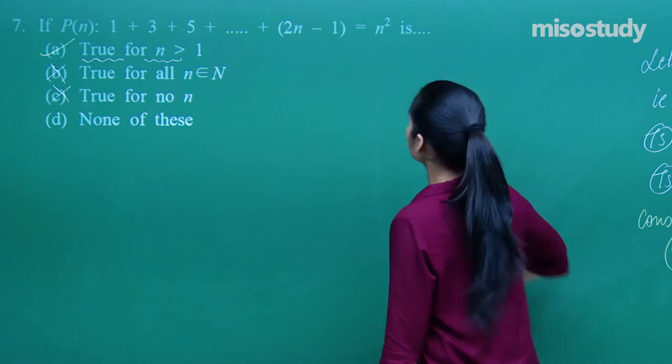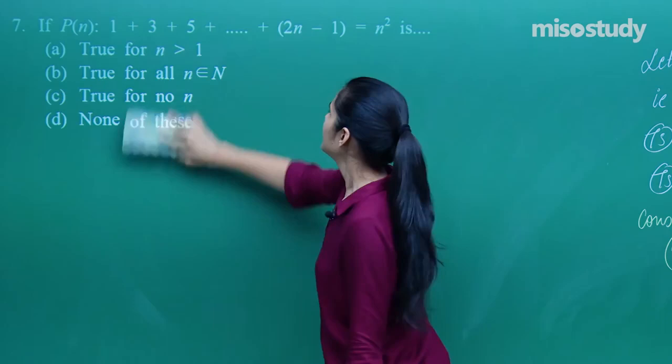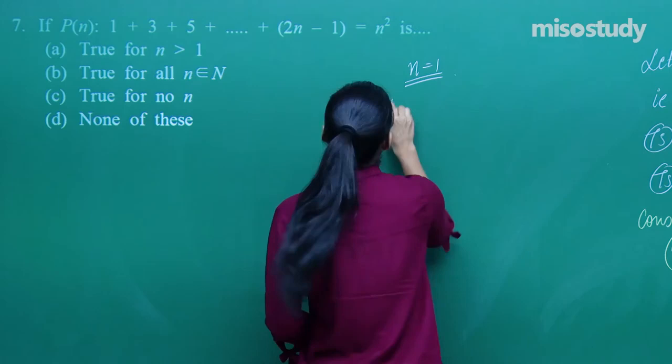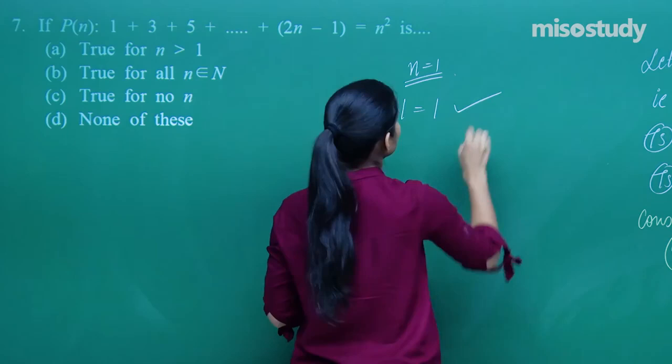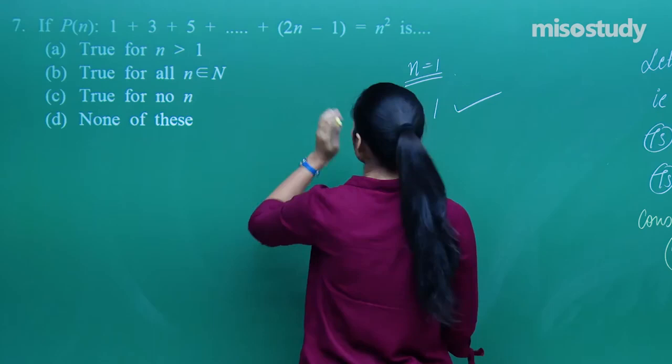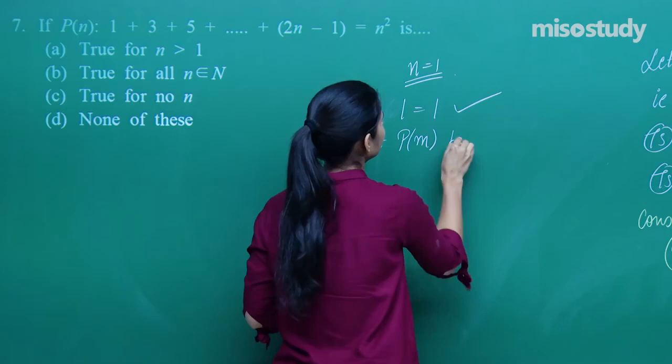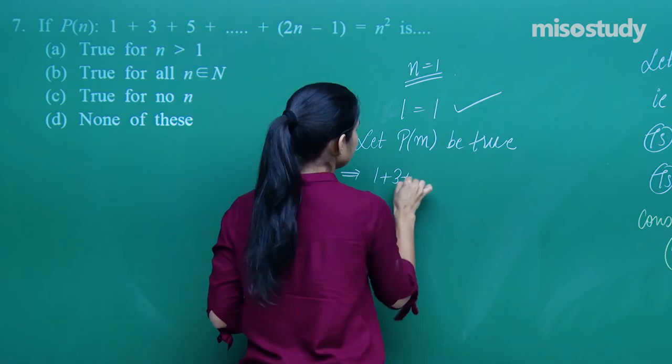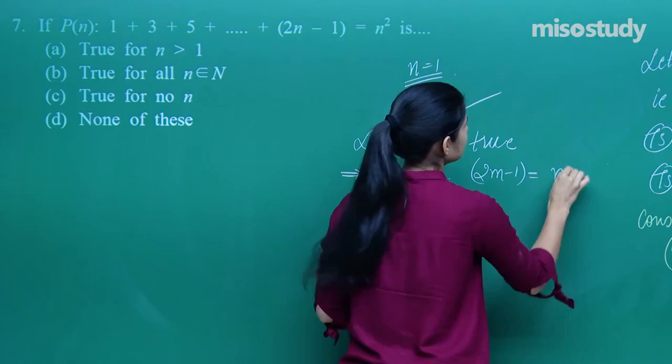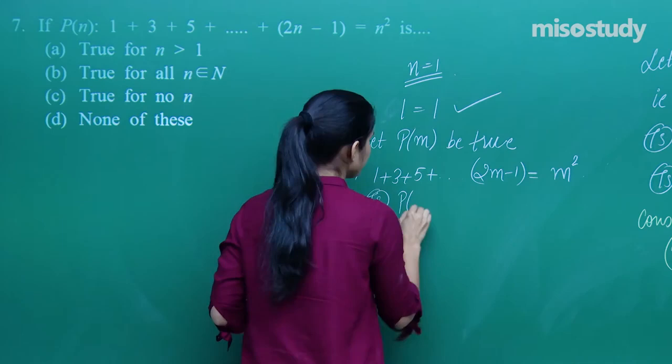It is true for what all values of n? Again, if I try n equals 1, it is 2 into 1 minus 1, which is 1, equals 1 square, which is 1. So, it is true for n equals 1, not a problem. Now, let it be true for n equals m, let P(m) be true. P(m) be true means 1 plus 3 plus 5 plus and so on up to 2m minus 1 is equal to m square. I have to show P(m+1) is true.